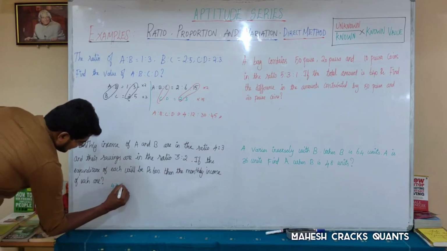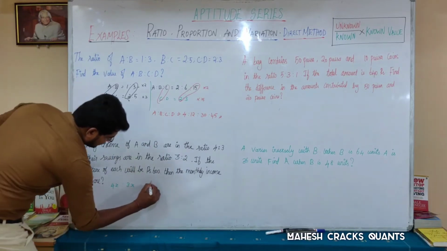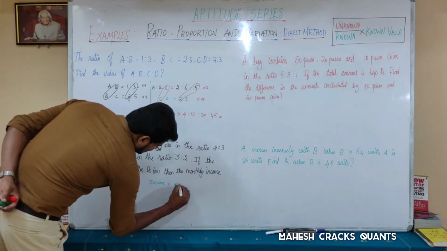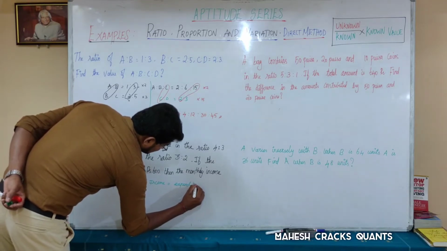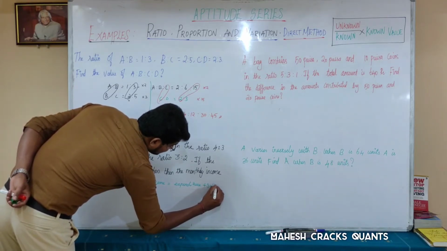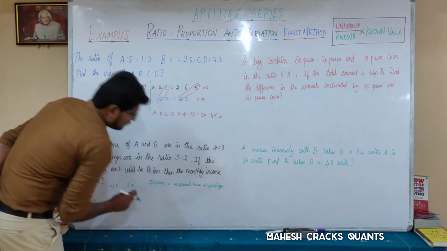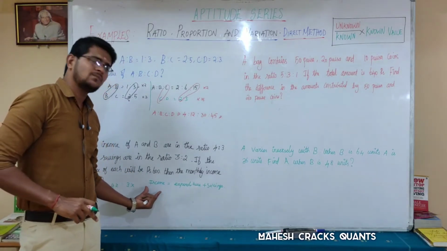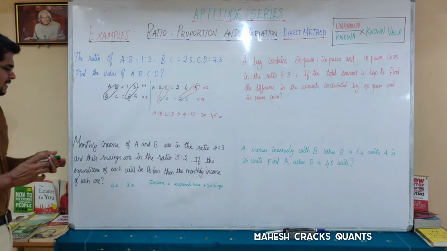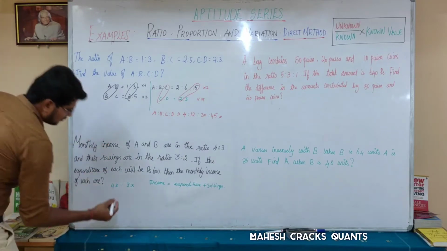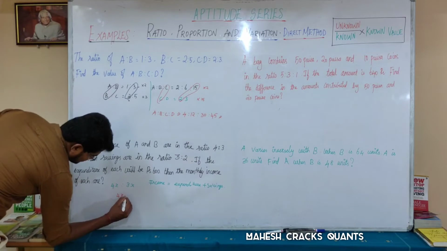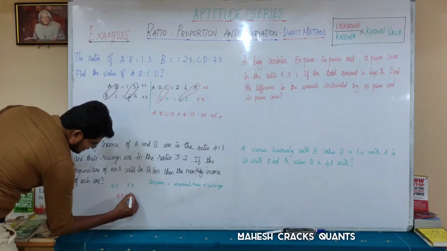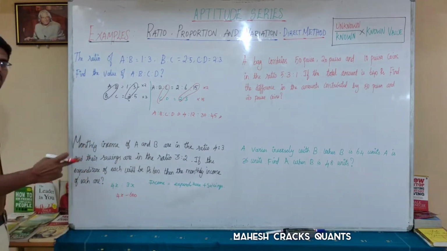So 4x is to 3x, this is income. Income is equal to expenditure plus savings. Am I right? If you want savings, you have to subtract expenditure from income. So here, subtract expenditure and you will get the value of savings. 4x is the income of the first person A minus 600, because their expenditure is 600.